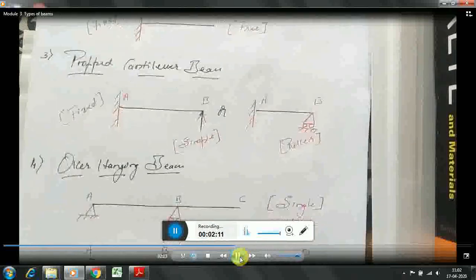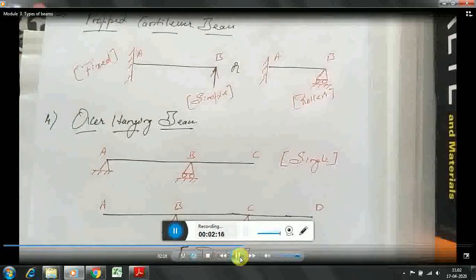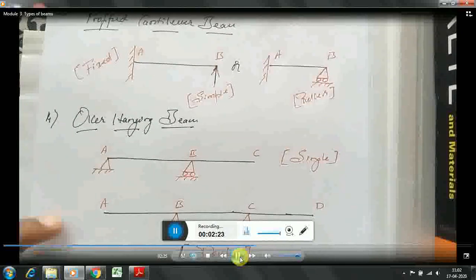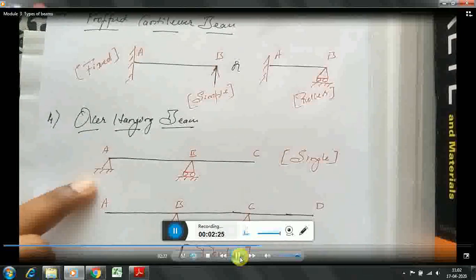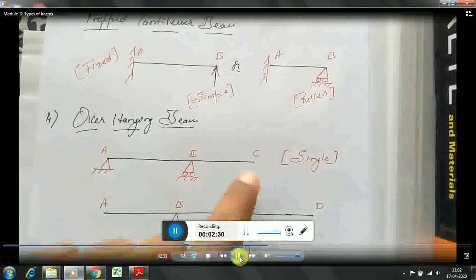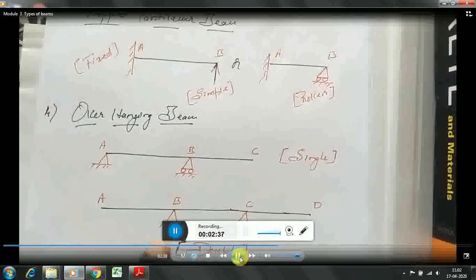In overhanging beams, as we can see here, there are two categories. One is called a single overhang and the other is called a double overhang. In single overhanging, as you can see in the diagram, one end is hinged, the other end is a roller, and the beam is extended. That means at C there is no support. So this is called a single overhanging beam. In the second diagram, you can easily see that after B the beam is extended, after C also the beam is extended, but there is no support at A and D, so it is called a double overhanging beam.